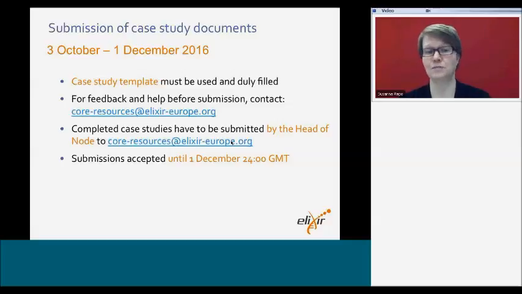It's important to consider that all submissions have to come from the head of node. We will not accept submissions from anybody else in the node. This is important so that it's clear that the node is submitting the specific resource, and that it's a coordinated submission from the node. So this is very important.